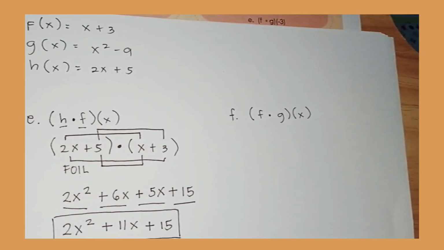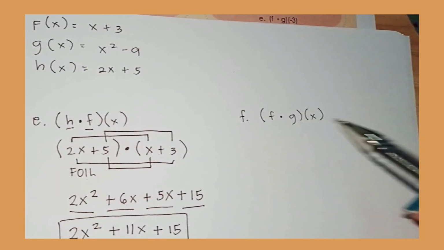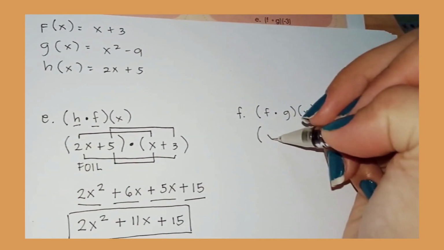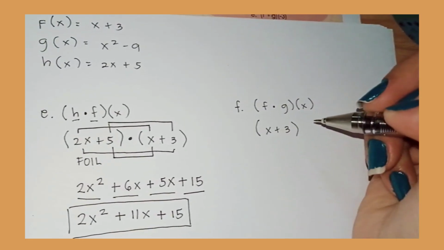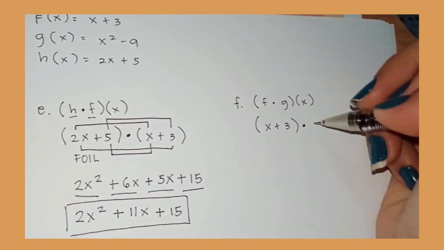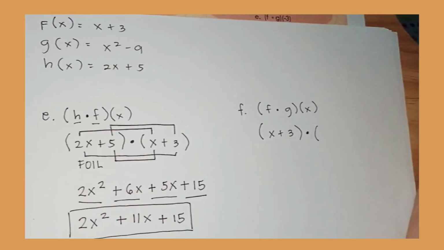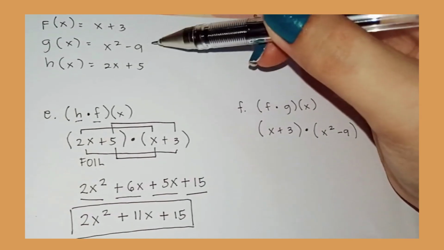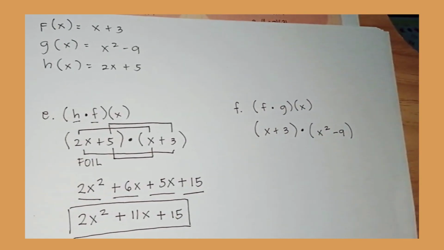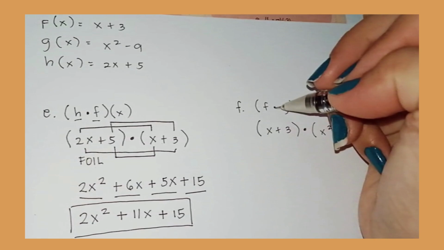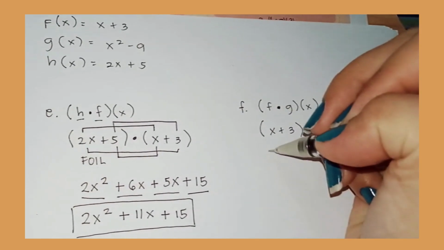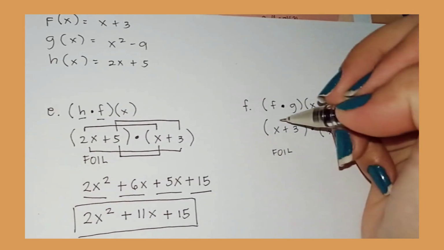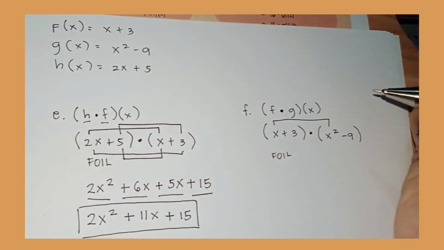Example letter F, we're given f multiplied to g of x. Ano ba yung f natin? F is x plus 3. Copy the operation multiplication. And then yung g natin, g is x squared minus 9. Kinopya ko lang sila dito. Then sabi ko nga kanina, if the operation is multiplication, we need to use the FOIL method. First, outer, inner, last. Yung first natin is x and x squared.